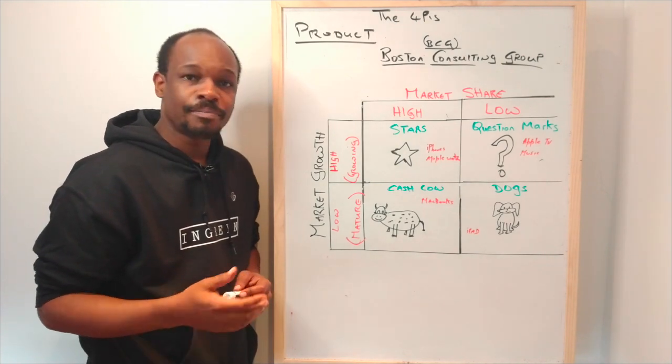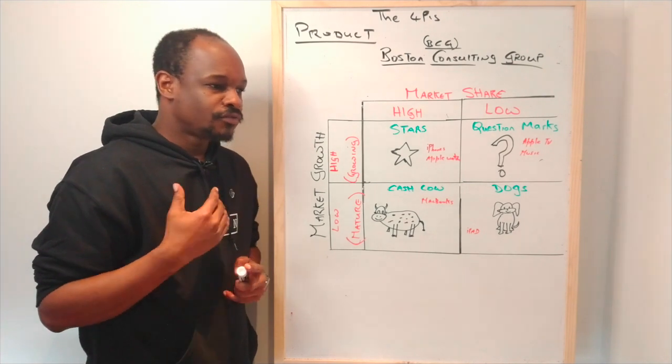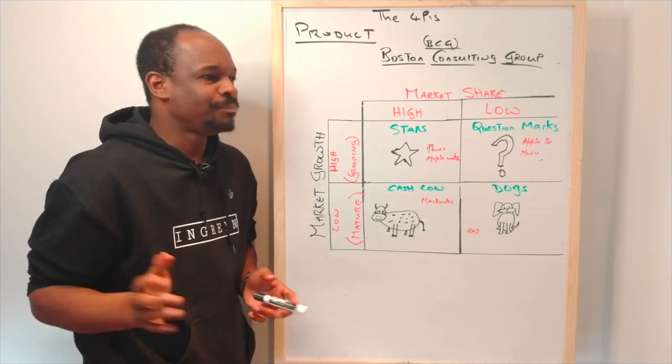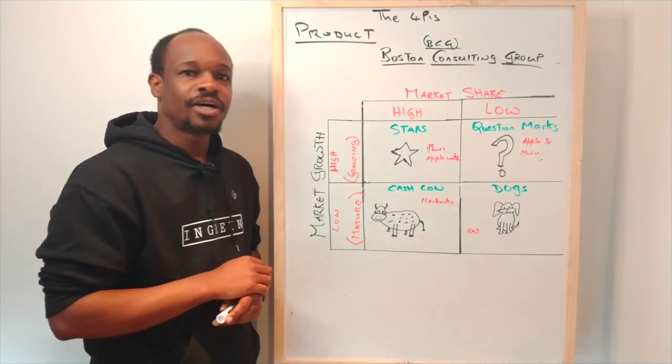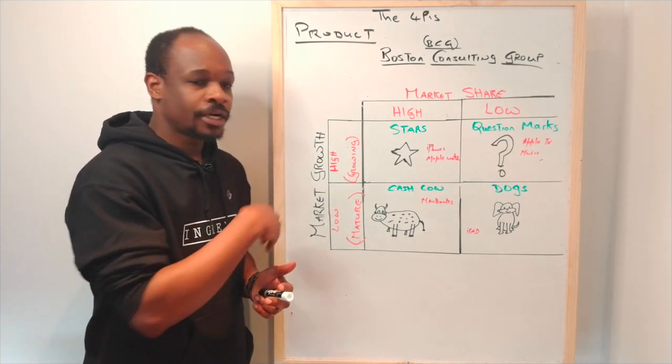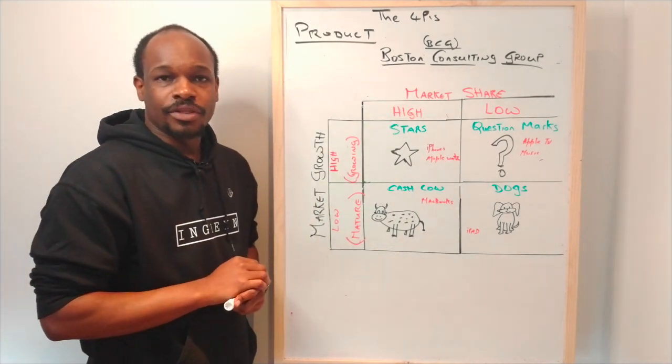This can be done for Apple, it can be done for Coca-Cola, it can be done for General Electric, any company with more than one product. You can use this to understand how to compare the market growth in comparison with the market share.